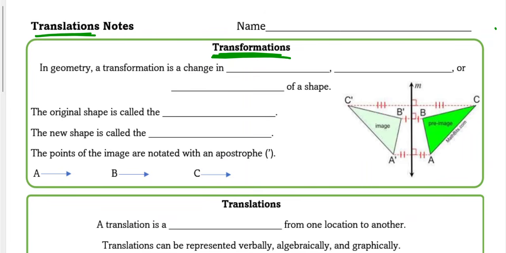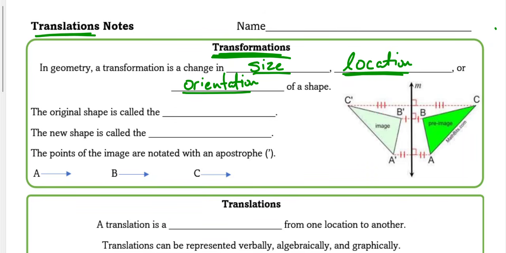So transformations in general will change the size, location, or the orientation of a shape. So it can get bigger or smaller, it can move across the graph, or the orientation means it's turning or flipping. It's going to be pointing in a different direction.